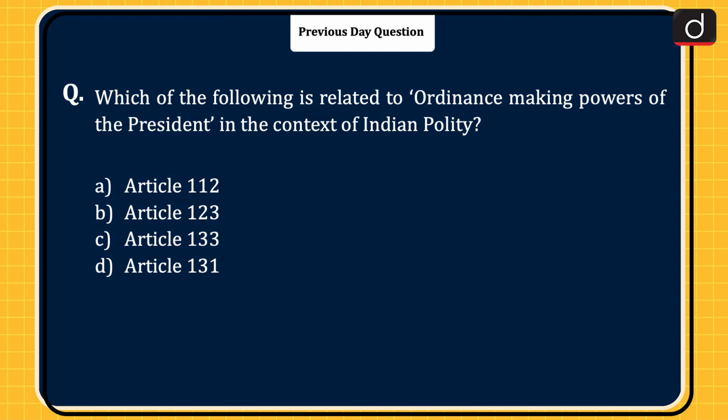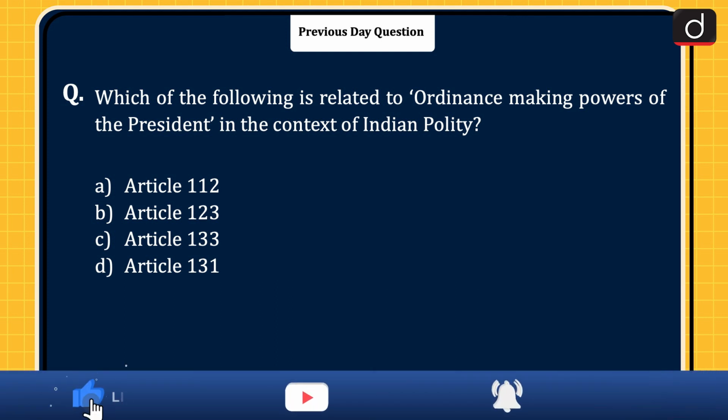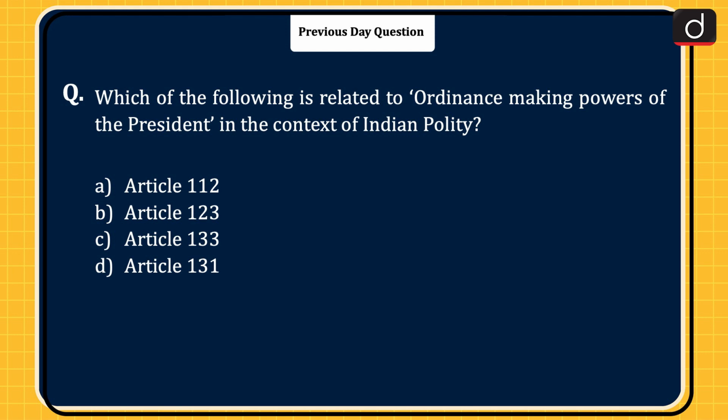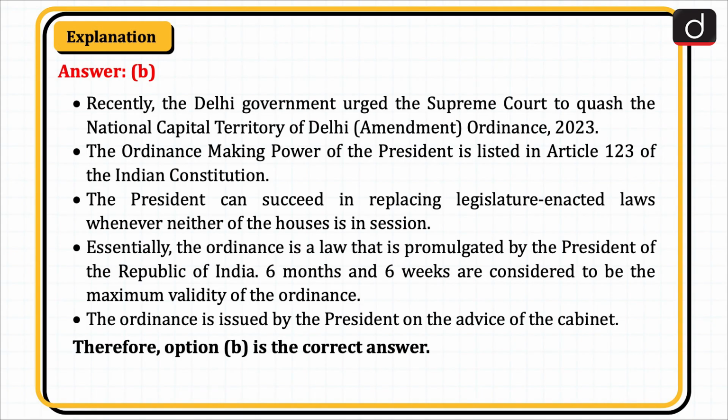Question was, which of the following is related to ordinance making powers of the President in the context of Indian polity? Article 112, Article 123, Article 133 or Article 131? The correct answer is option B, Article 123. Recently, the Delhi government urged the Supreme Court to quash the National Capital Territory of Delhi Amendment Ordinance 2023.